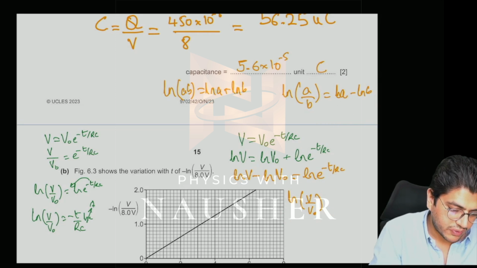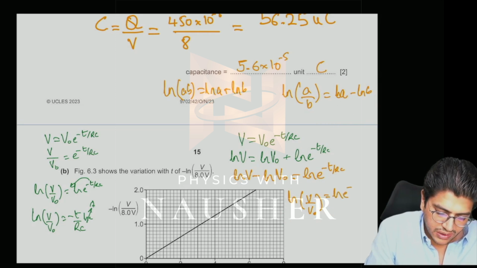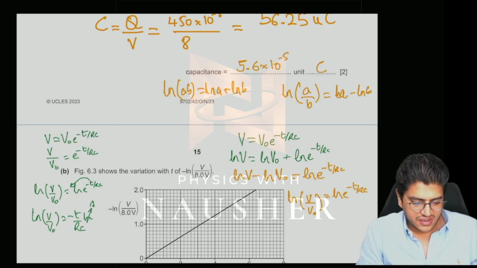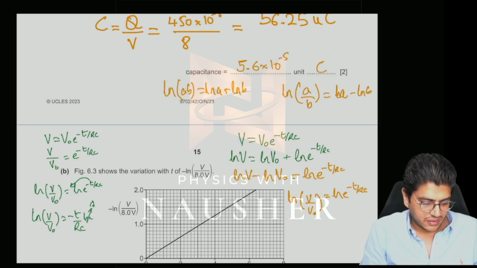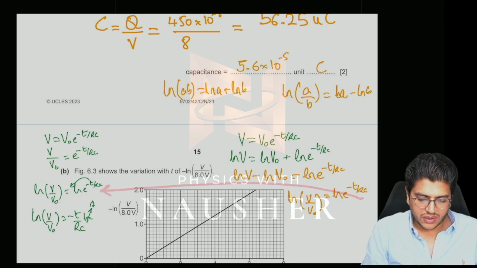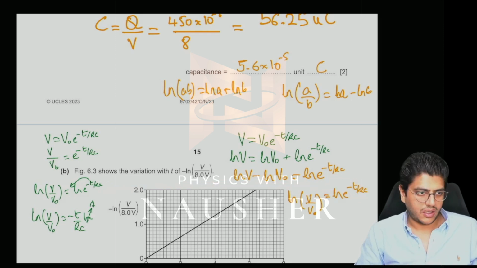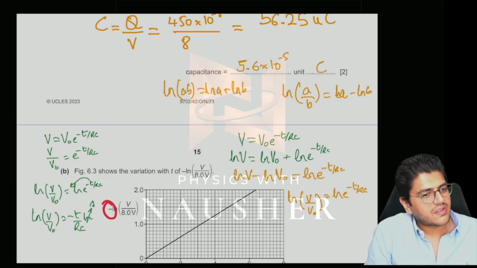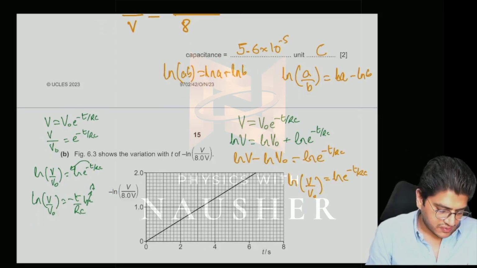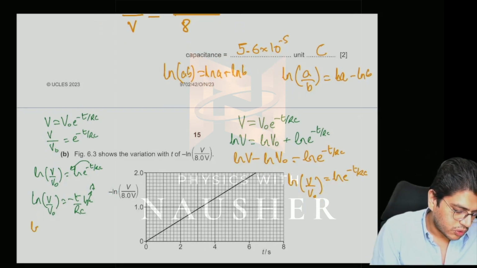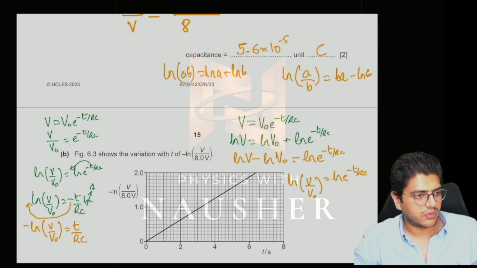So ln V over V naught will give you ln e to the power minus t over RC, which is the exact same thing as what you got here. And then you bring minus t over RC down, and now you do understand why the negative sign comes. Why does the negative sign come? The negative sign comes because, look, you have ln V over V naught, right? This negative sign goes here, and you get minus, and then this is t and 1 over RC.